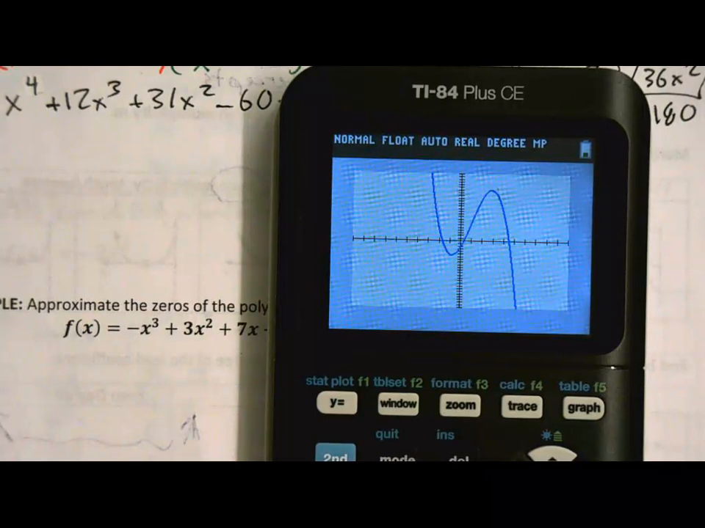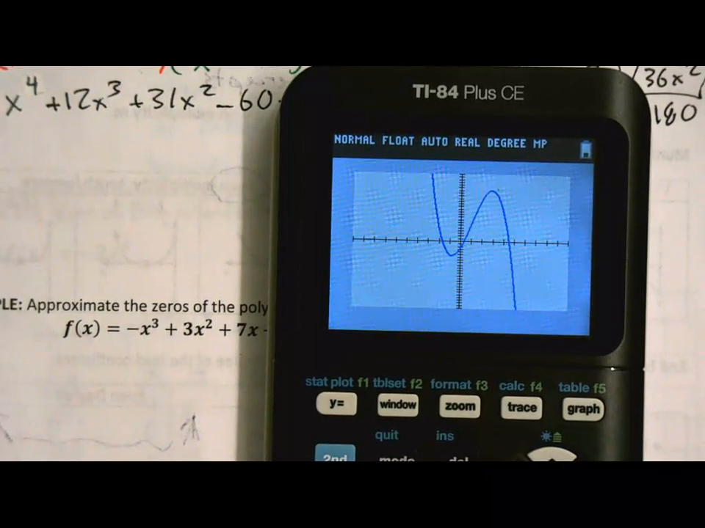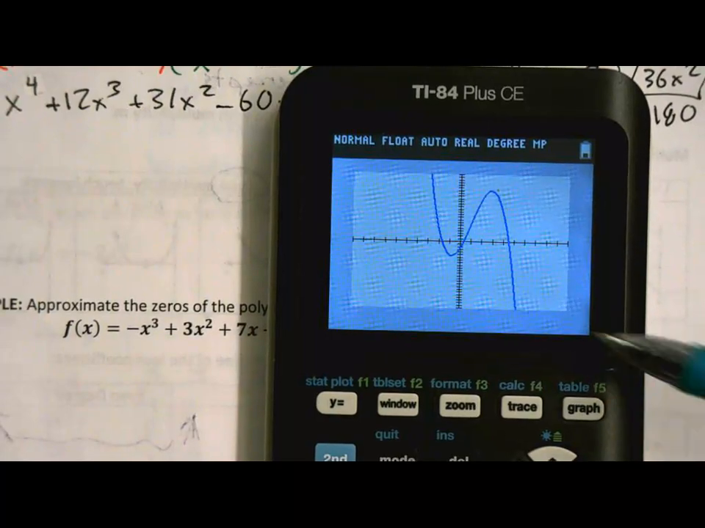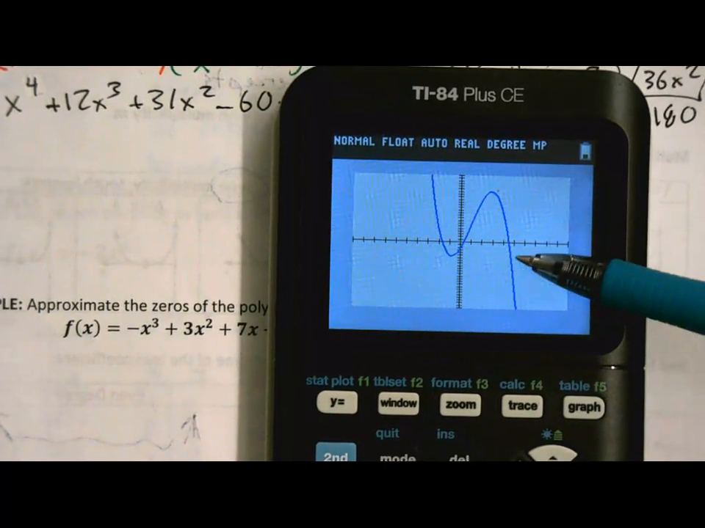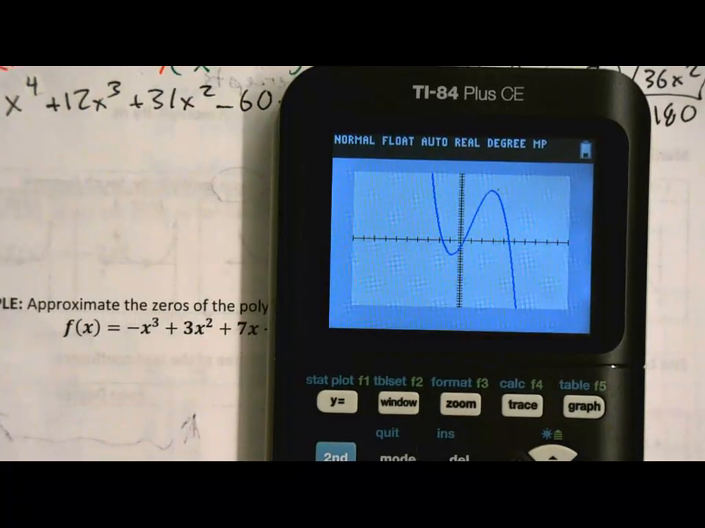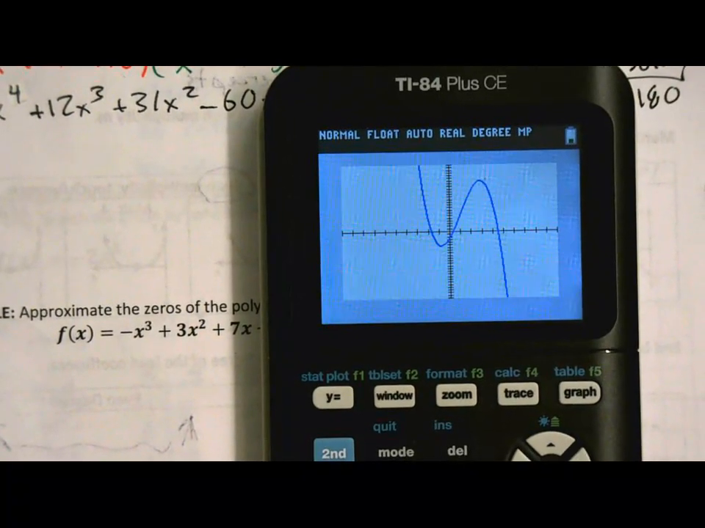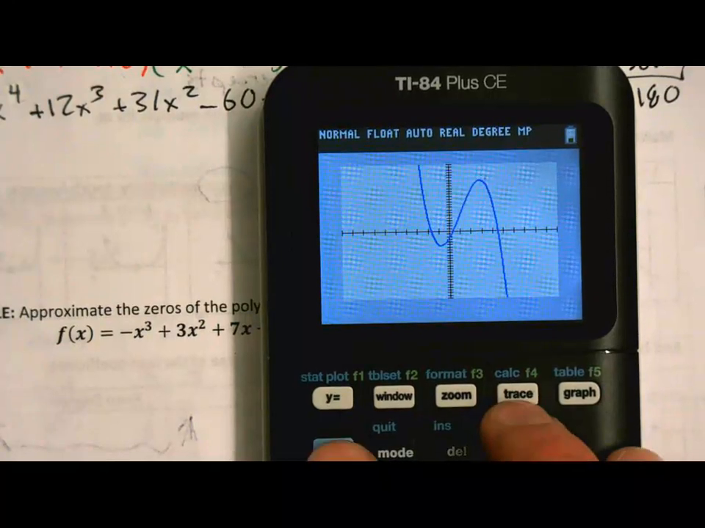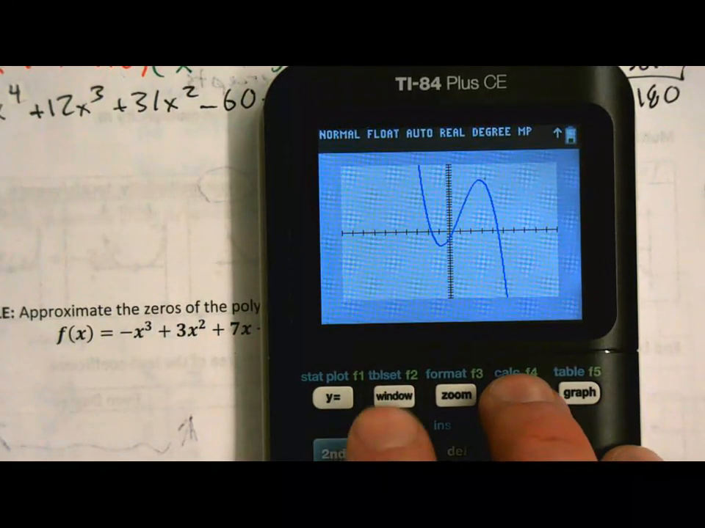Yes? Okay, well, let me show you the new thing that I want you to be able to do today, which is to find the x-intercepts. So we're going to go to the same place that you would go to find those turning points, those maxes and mins, which is the calculate menu. So go second calc.